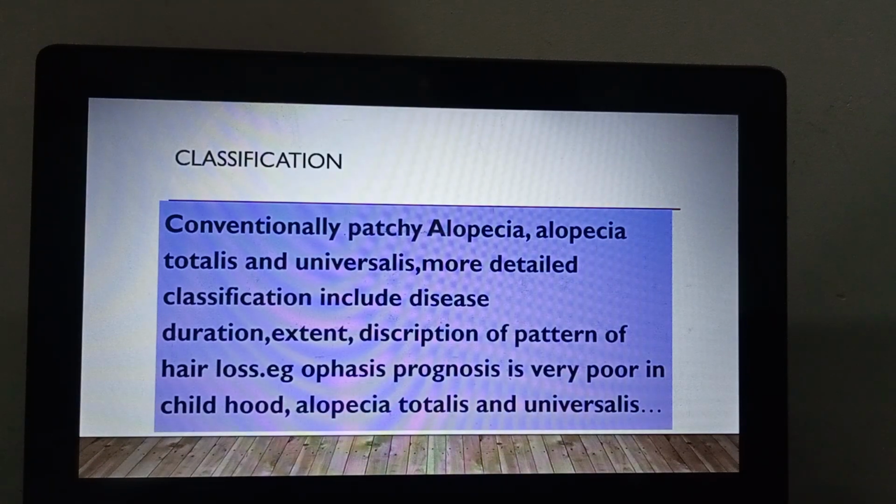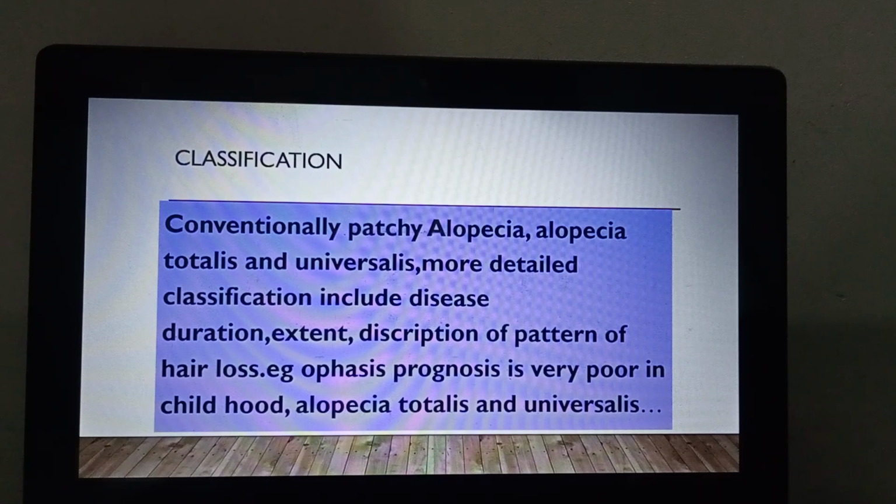Classification. Conventionally, alopecia areata was classified as patchy alopecia, alopecia totalis, and alopecia universalis. In patchy alopecia, a circumscribed or round patch is usually seen in the scalp or beard area. In alopecia totalis, the head area is involved completely, but not the other areas. In alopecia universalis, the whole body is involved.